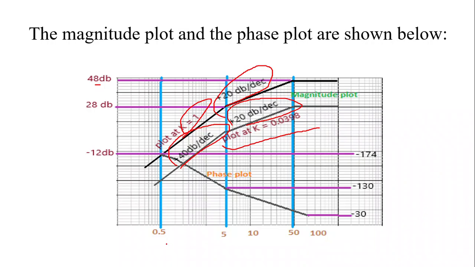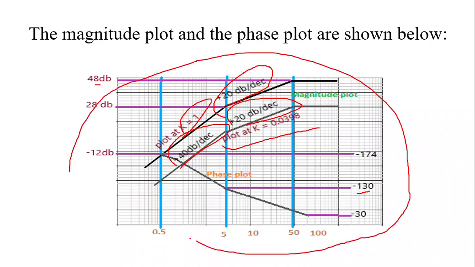At 0.5 frequency we have a phase angle of minus 74, and at omega equal to 5 we have a phase angle of minus 130 degrees, and at 50 and then 100 we have a value of minus 30 degrees. So this is the complete diagrammatic representation of our Bode plot.